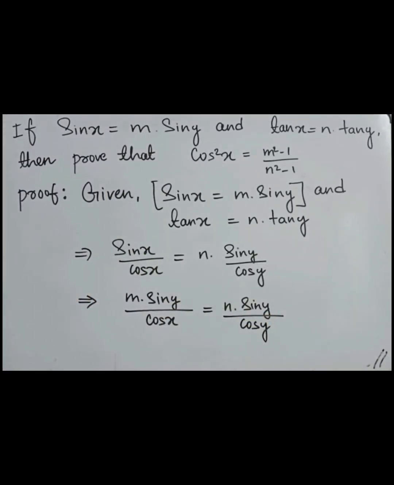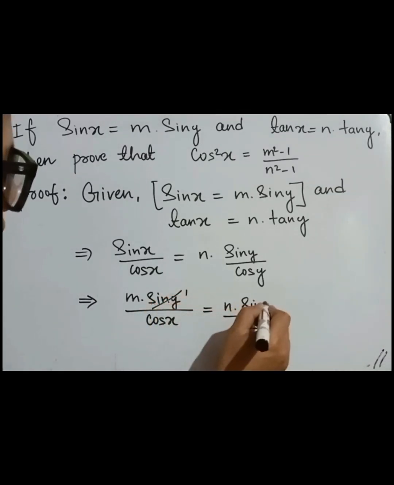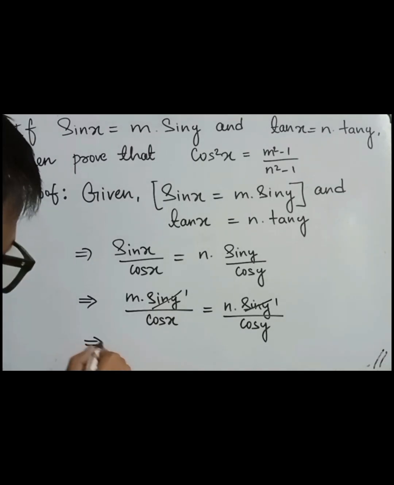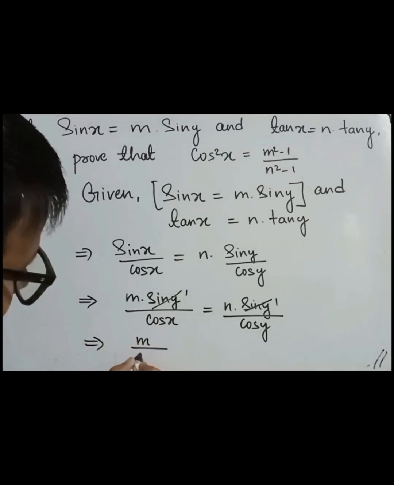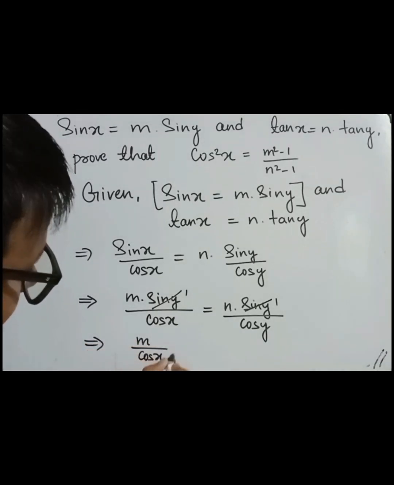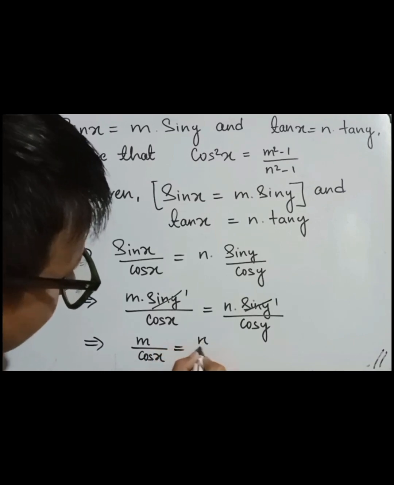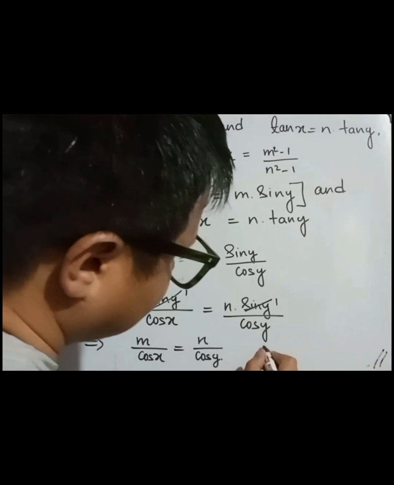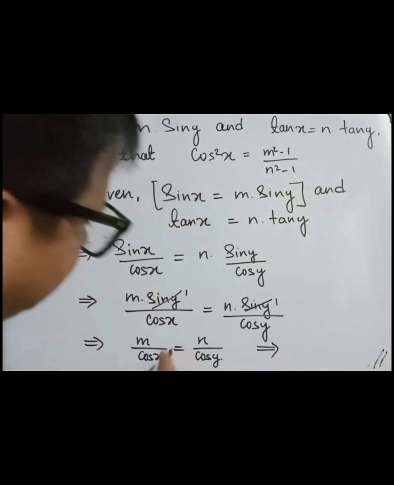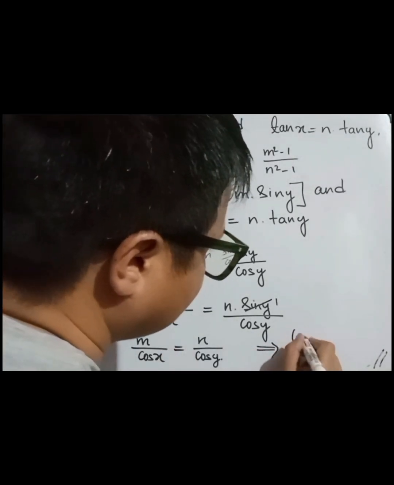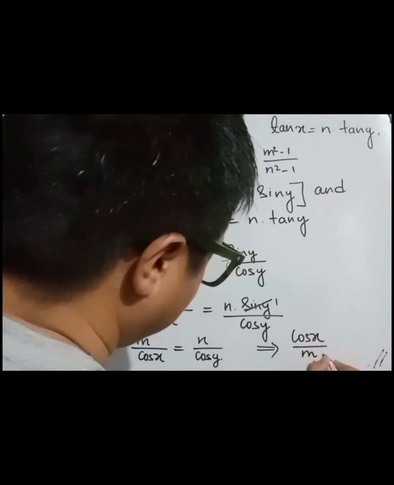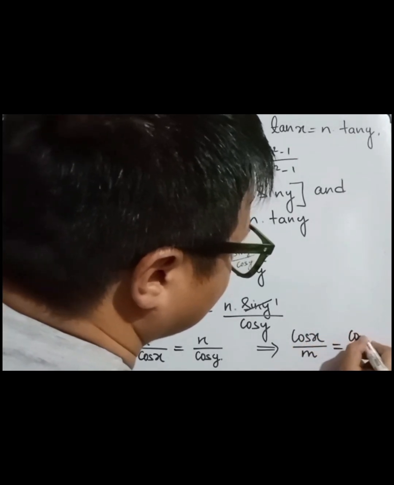Now we can see in both sides there is sin y. We can cancel sin y with sin y. And after that we get m upon cos x is equal to n upon cos y. Now we can invert both the sides, and this gives cos x upon m is equal to cos y upon n.